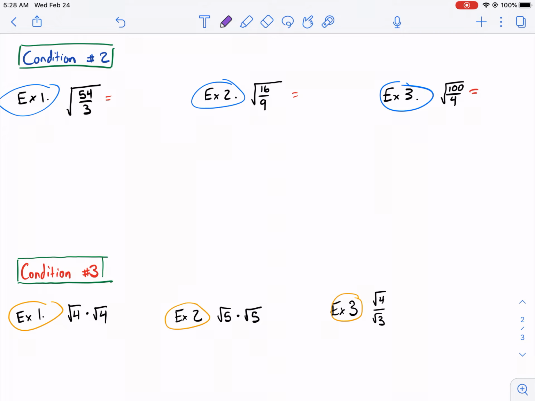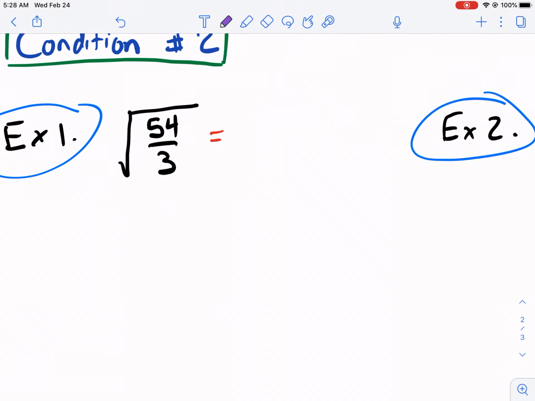Okay, so here's our first example. We have 54 divided by 3, and the square root of that whole thing. Now, when it's evenly divisible, what you really should do is just do 54 divided by 3. 54 is evenly divisible by 3, and that is 18. So then we can rewrite this as the square root of 18.